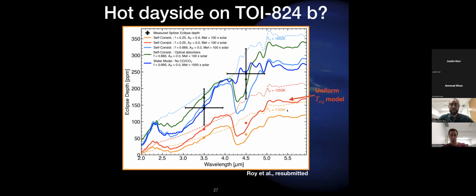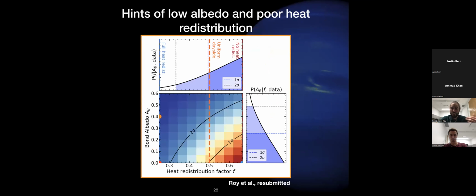Again, we then did a Bayesian analysis, so we created a bunch of atmosphere models with varying Bond albedo. This is the reflectivity index of the planet, and the heat redistribution factor, which describes how the heat is redistributed around the planet. Is it uniform, or are we looking at a hotter day side? And basically, we see that the high probability region is favoring a high heat redistribution factor, which counterintuitively means that it's a hotter day side. It emits like a bare rock, and a lower Bond albedo. So we don't expect a lot of light to be just reflected right away by the atmosphere.